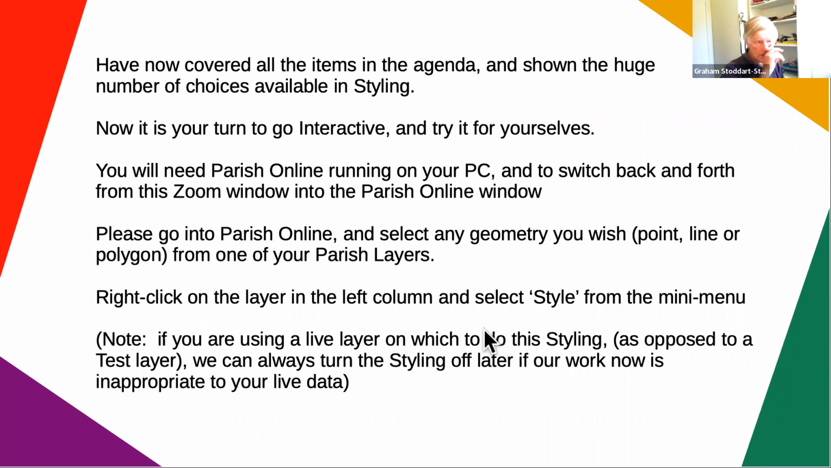So really now it's your turn to go into interactive mode, Robert, and start playing around. Yeah. So what we're going to do is ask you to choose any geometry you like. It doesn't matter which one. So you've got 3 layers, haven't you? You've got polygon, point, and line. If you haven't killed all the tests.